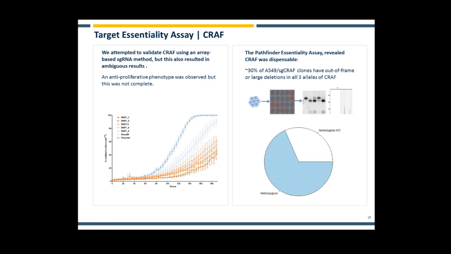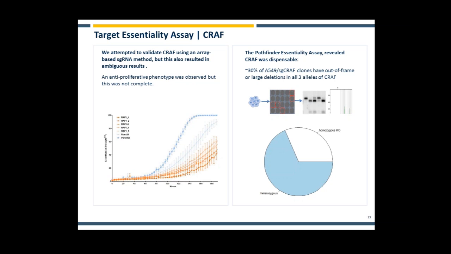As you can see, we did see an anti-proliferative phenotype with the CRAF guides, but this was incomplete. And growth rates of the targeted cells appeared to be returning to normality during later phases of the study. And this was the same as I showed in the model data earlier. So we predicted that these results were due to the occurrence of in-frame editing in the CRAF gene.